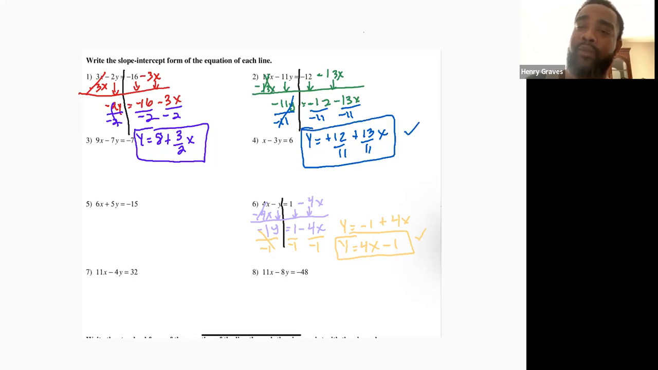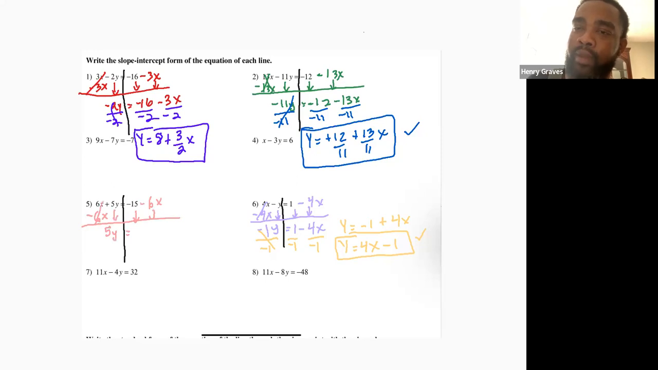All right, on number 5, I'm going to go ahead here. I'm going to do the opposite of 6x by subtracting 6x on both sides. I'm not going to do all of this though, because it's just going to be too much. I still have to do 3 other pages' worth of assignments in this video. Bring everything down. So negative 15 minus 6x.